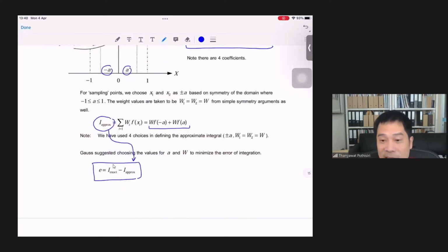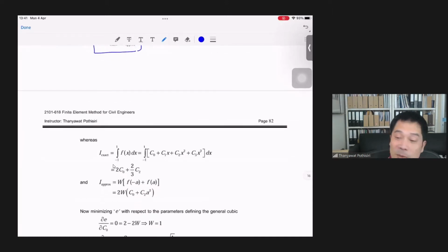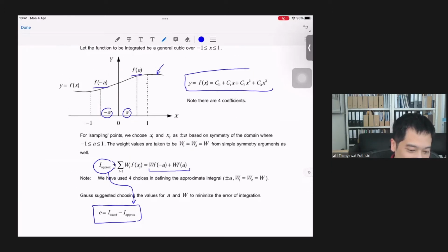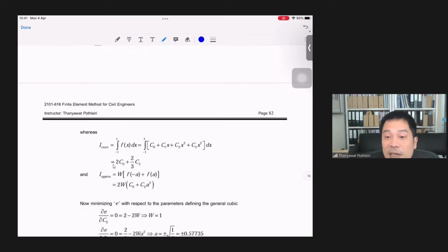Now in this case, because I know what the function looked like to begin with, right? It's a cubic function in this case. So I can start by computing the exact integral, okay? So if my original function looks like this, okay, I can compute the integral of this function from -1 to 1 as this term right here, okay? So this is my exact integral.